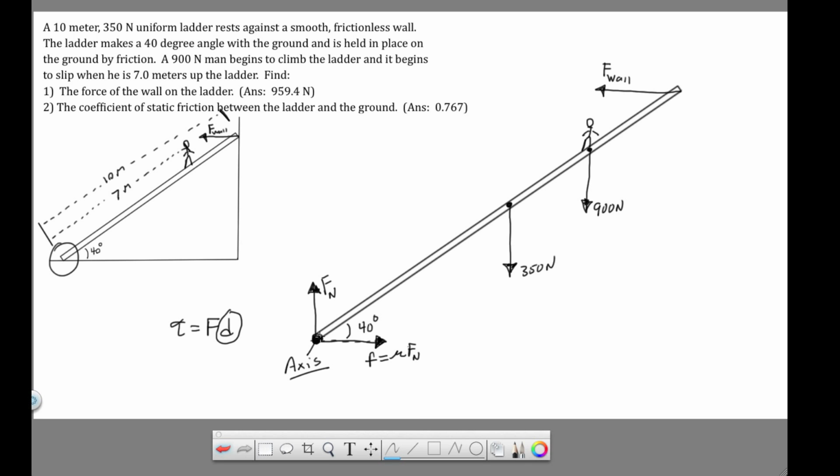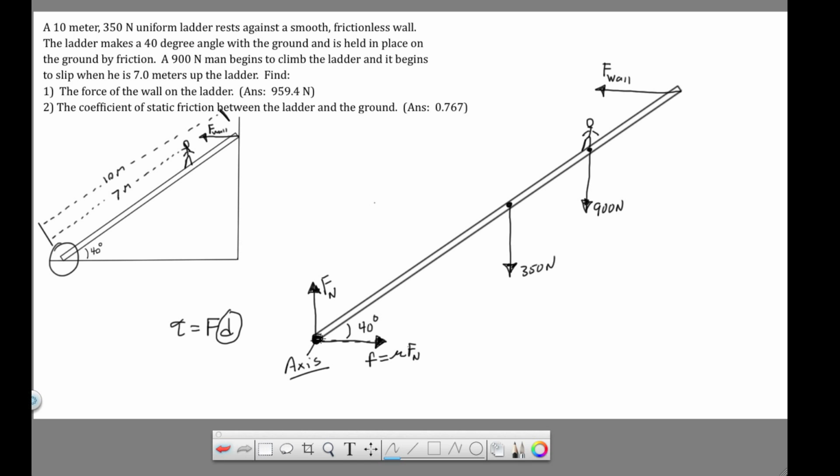So having the axis at this point means that the normal force and the friction force will not appear in our summing of the torques. And that's going to be a really nice thing, to be able to eliminate the normal force and the frictional force from the summing of the torques.